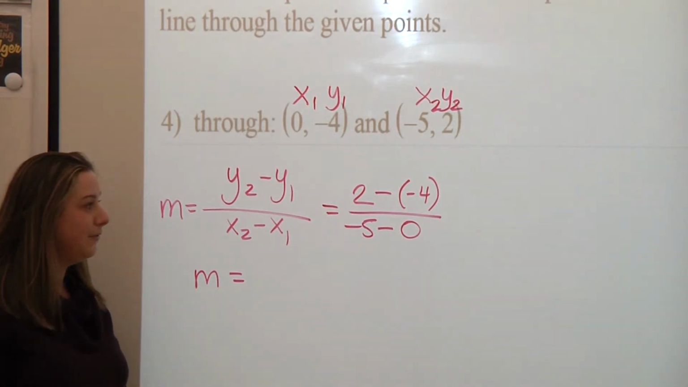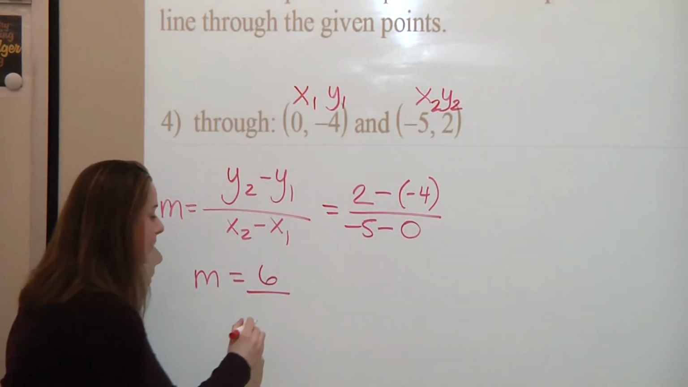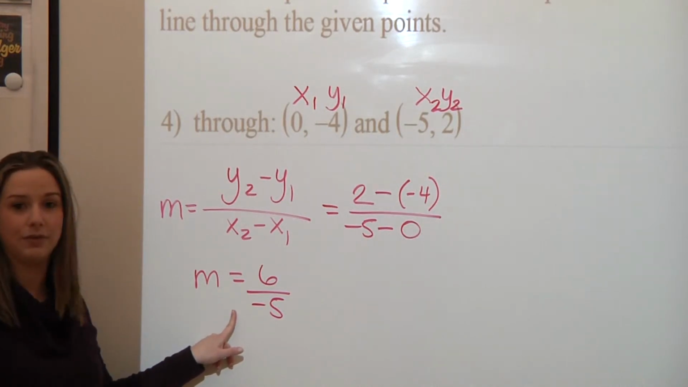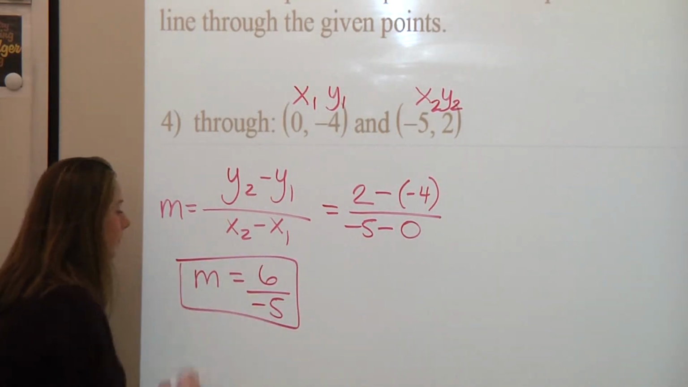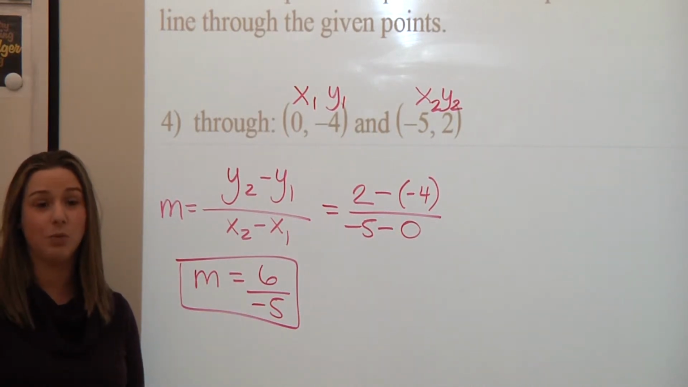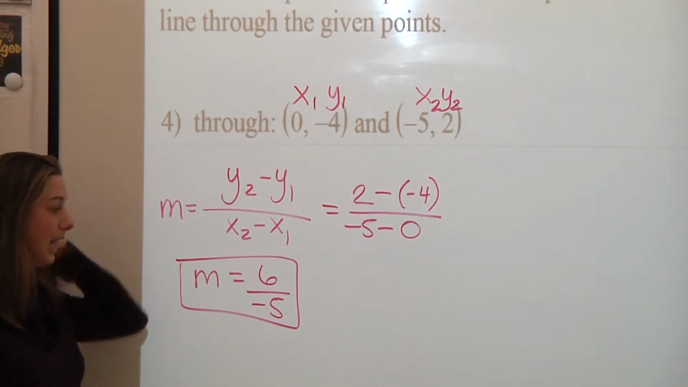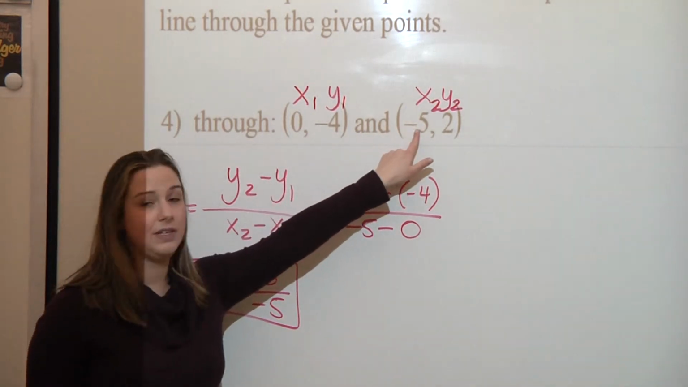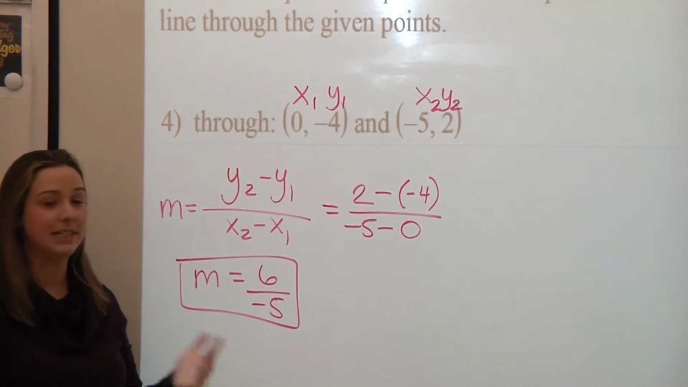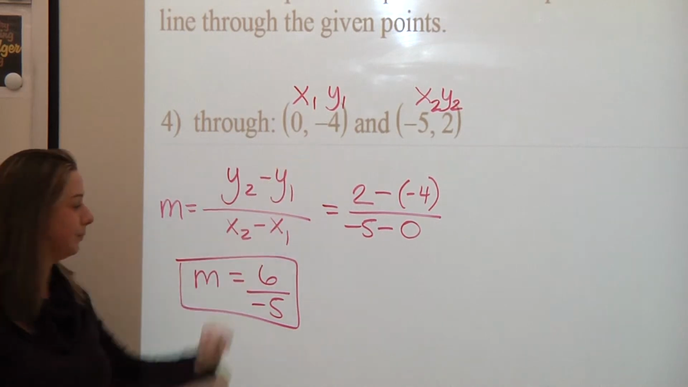Two minus negative 4 is going to be 2 plus 4, which is 6. Negative 5 minus 0 is negative 5. So here I have a slope of negative 6 over 5. Remember, you want to leave your answers for the slope as improper fractions because you want to be able to clearly see a rise and a run. Now, I have a slope, and I can use either of these 2 points on the line to find slope-intercept form. It doesn't matter which one you choose. So let's select the first one.